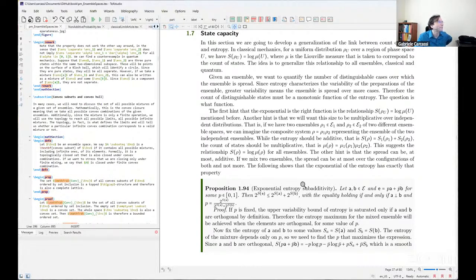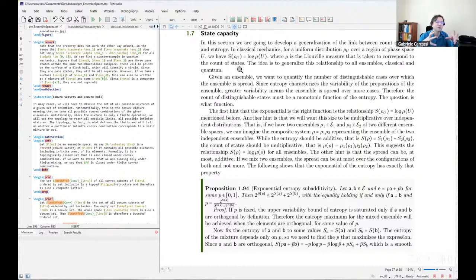Okay, so we are going to talk about state capacity. In this section, we're going to develop a generalization of the link between the count of states and entropy. In classical mechanics, for a uniform distribution rho of U over a region of phase space U, we have that the entropy of rho of U is equal to the logarithm of mu of U, where mu is the Liouville measure that is taken to correspond to the count of states. These are the very old ideas that Boltzmann came up with.